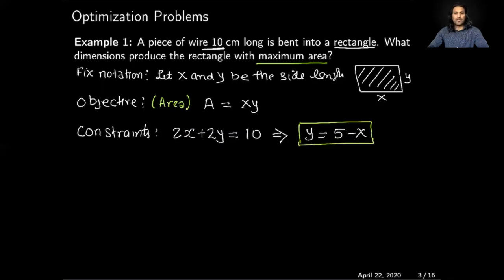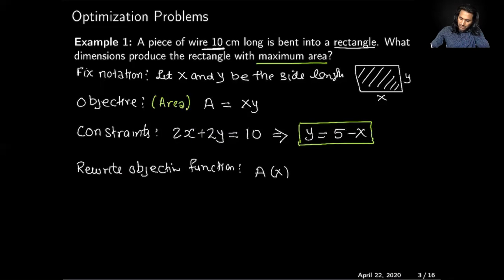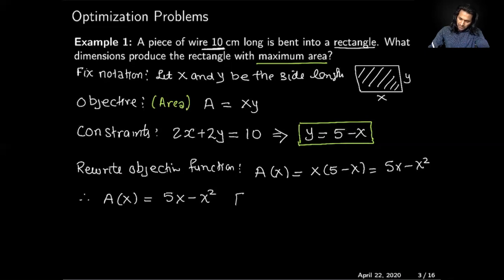Now I will use this constraint to rewrite my objective function. So in this step, you rewrite the objective function. Now my objective function will depend on one variable, x. I'm going to replace y by 5 minus x and simplify: the area is 5x minus x squared. So now I have a function which is the area in terms of only the length, 5x minus x squared, and I would like to find the domain of this function.